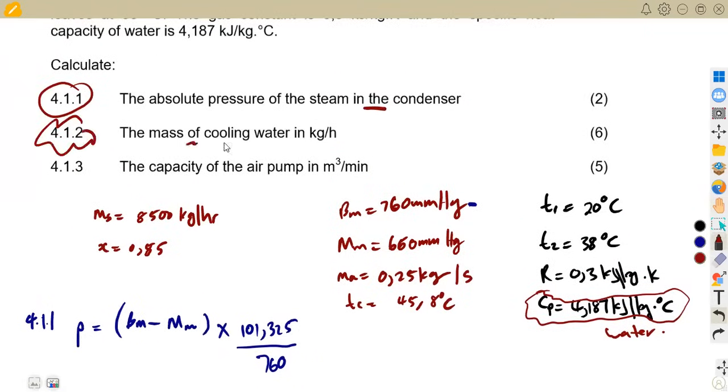Question 4.1.2: the mass of cooling water in kilogram per hour. Take note, we are given it in kilogram per hour. That is the mass of cooling water.